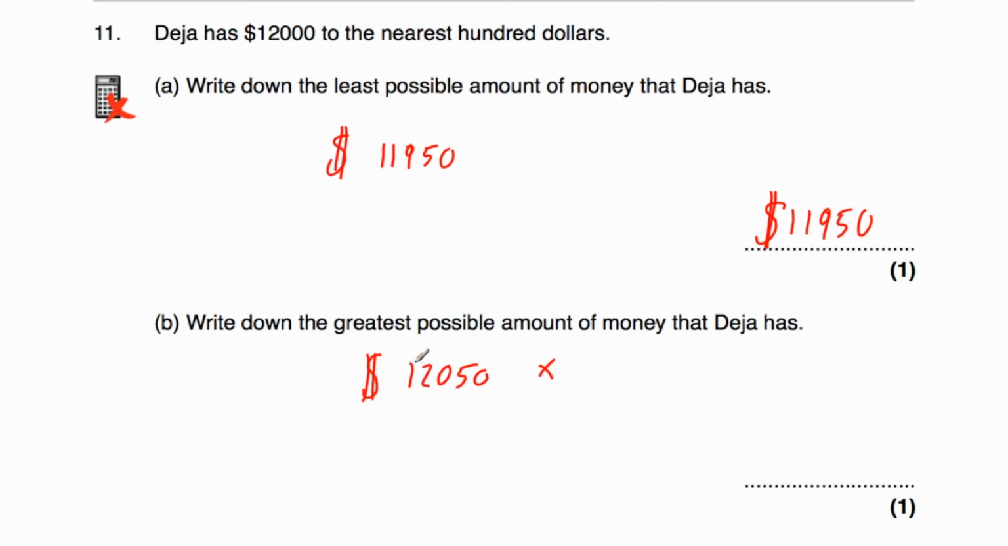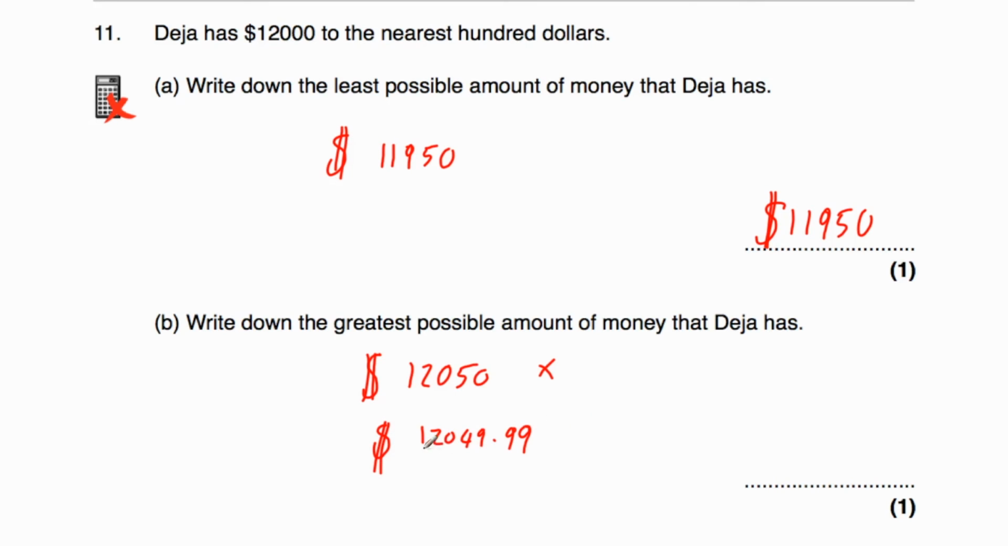So we want the amount of money that is just below that. So remember, here we're dealing with money, so that means we can have pence, or in this case cents, and so that means we can have just slightly below this amount of money. We can have just below $12,050. So that means we could have $12,049.99. So that is the greatest possible amount of money that she could have.